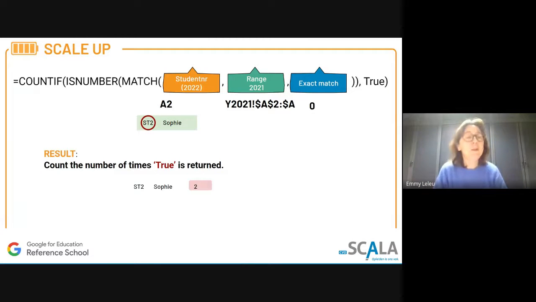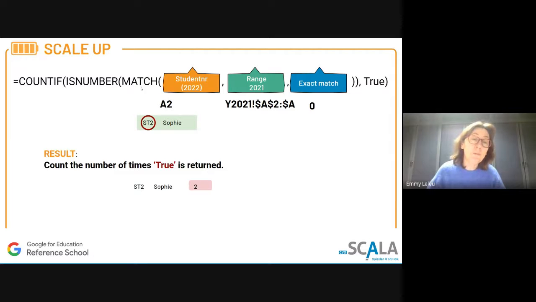But this isn't really readable for my team. I want to make this function readable for my team. That's one thing. And the other thing is, now I did this for student number 2, but I have about 15,000 students. I don't want to do this one by one. I want to do this at once for all my students.